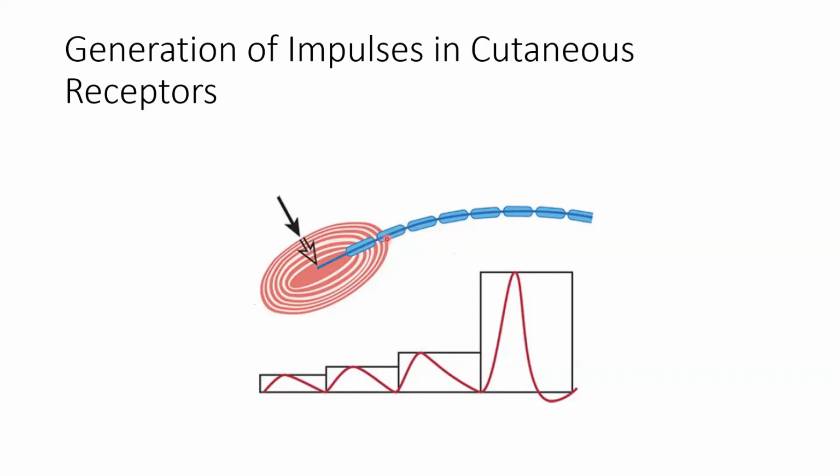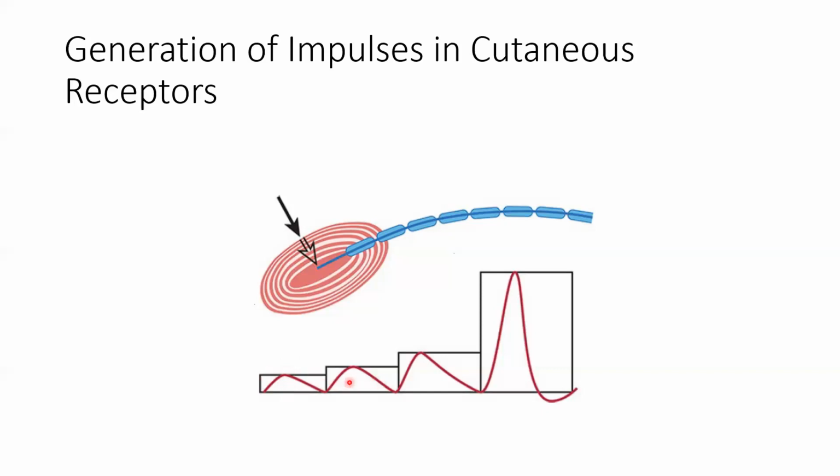So there is a node of Ranvier. The node of Ranvier is found in between these myelinated sheets. So the first node of Ranvier is found within the receptor. The second node of Ranvier is usually found near the point at which the nerve leaves the corpuscle. So when there's a small amount of pressure applied to a Pacinian corpuscle, there is a non-propagated depolarizing potential, which resembles an excitatory postsynaptic potential.